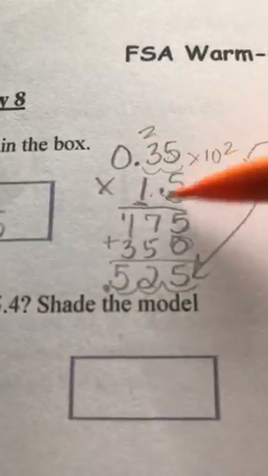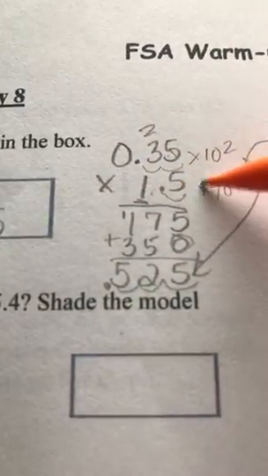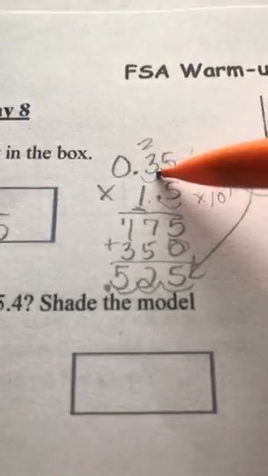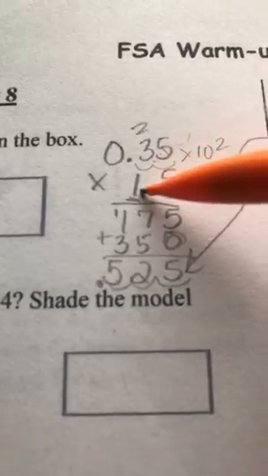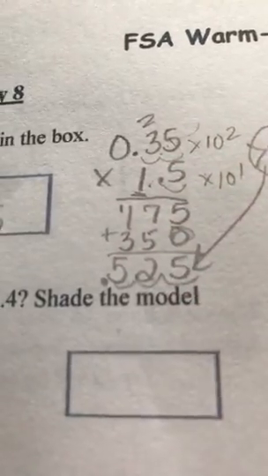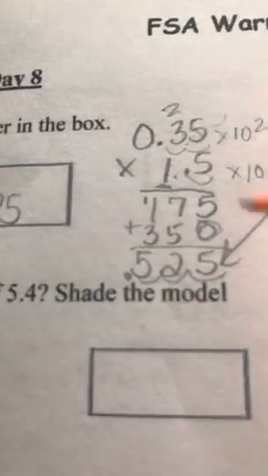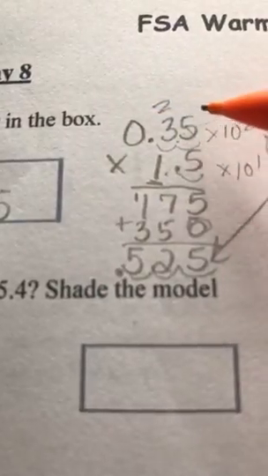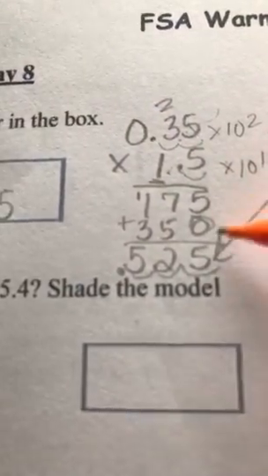Now again, when we're estimating, I multiplied 1 and 5/10 by a number less than 1, which means my answer is going to be less than 1 and 5/10. So if I thought 5 and 25 hundredths, it would be too much. It has to be less than 1 and 5/10.